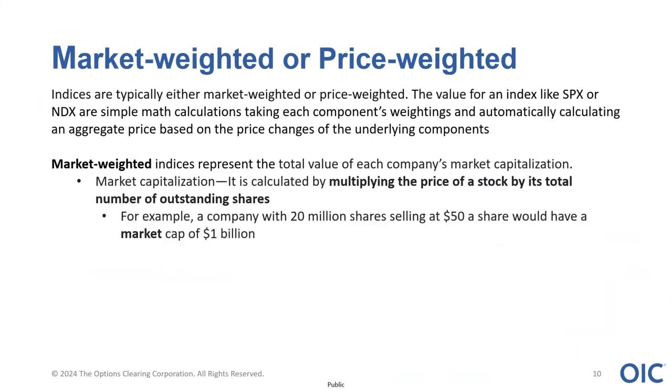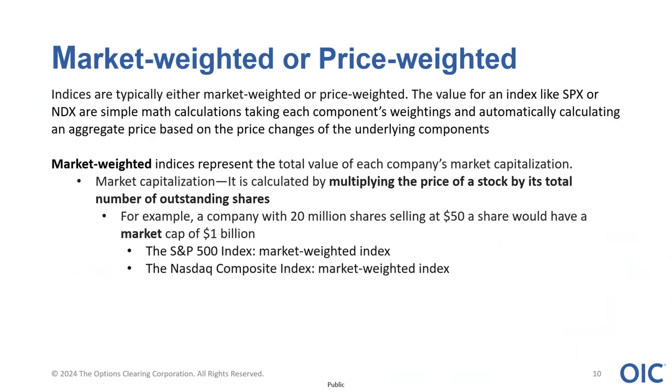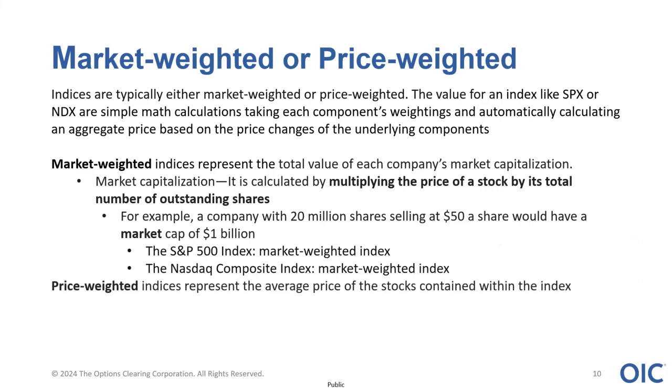Thus, a company with 20 million shares selling at $50 a share has a market cap of $1 billion. The S&P 500 is a market weighted index. The NASDAQ is a market weighted index. However, the Dow Jones is a price weighted index. Price weighted indexes represent essentially the average price of the stocks contained within the index, so there's a difference between how they are weighted.